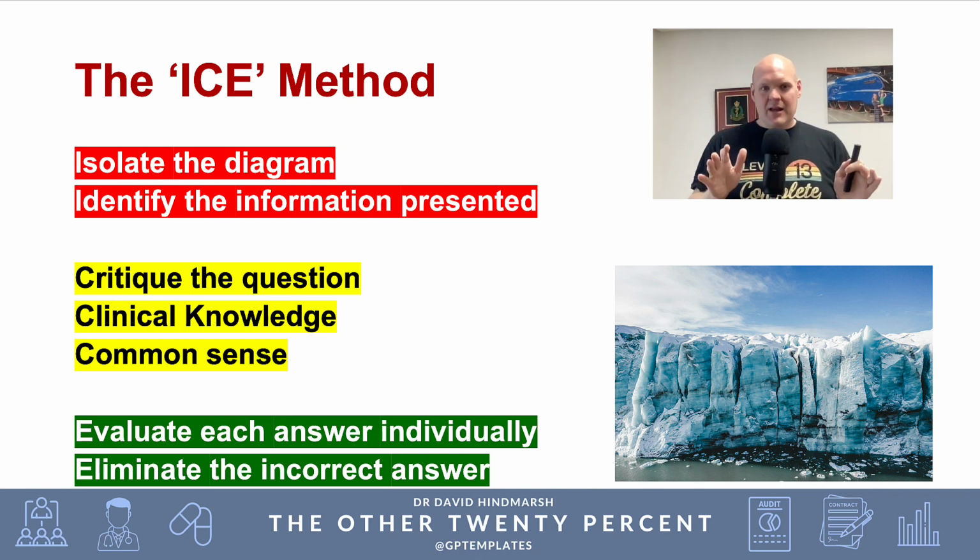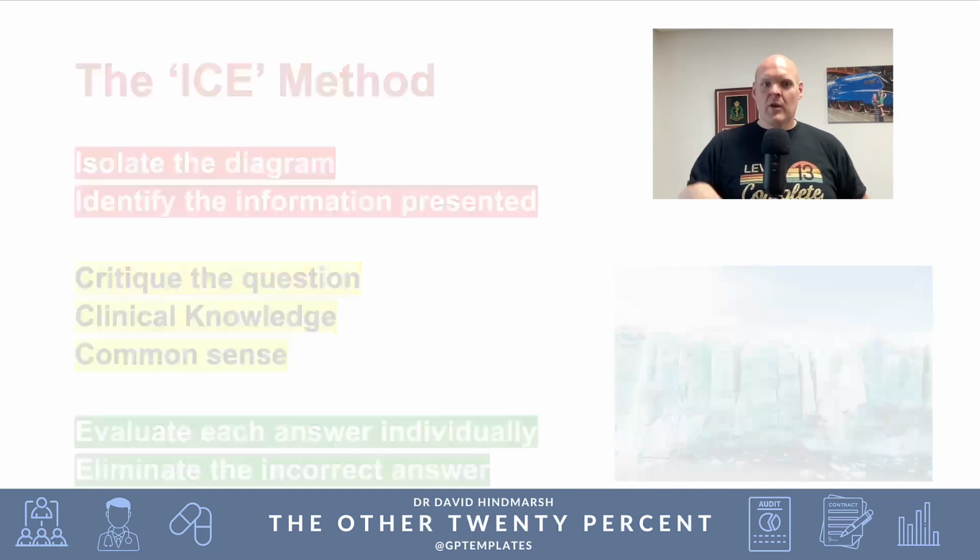So we're going to isolate the diagram, identify the information presented, critique the question, and also apply a bit of clinical knowledge as well as common sense, a big important one here. And then we're going to evaluate each answer individually if we need to, and eliminate the incorrect answer. And we're going to do this with 3 examples. The first one's going to be a really slow walkthrough.